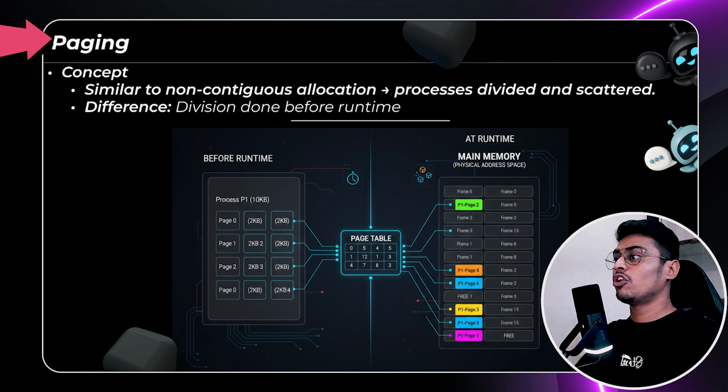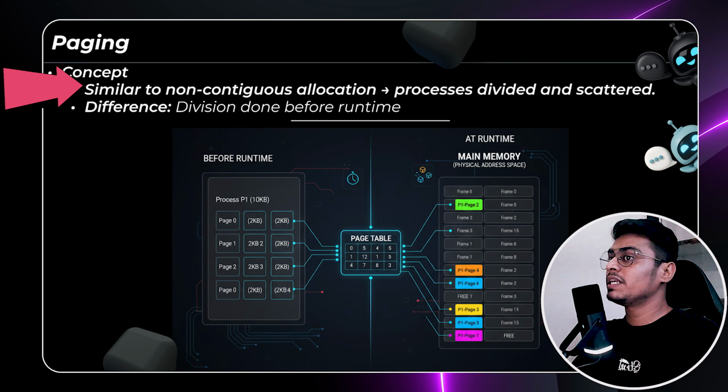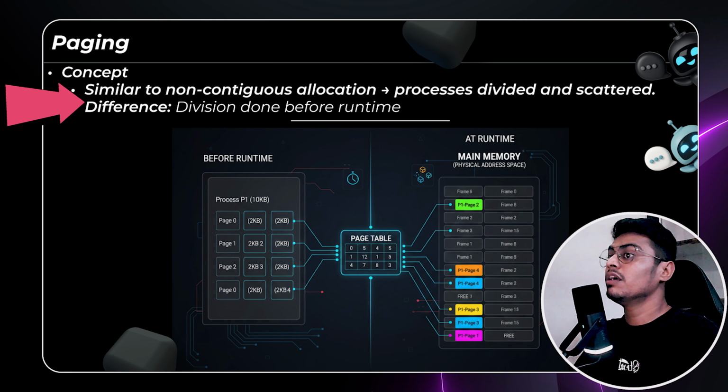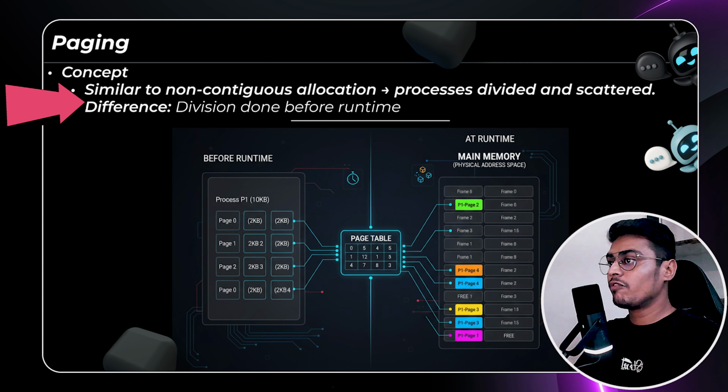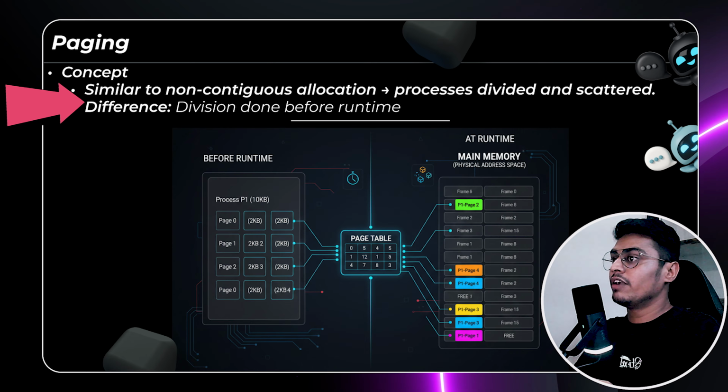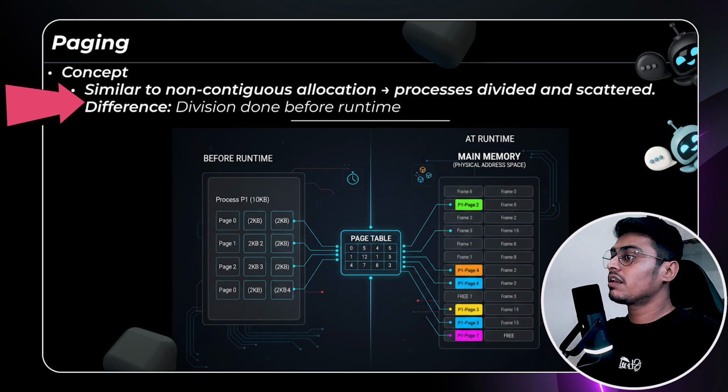Now the paging solution. This is where paging comes to our rescue. Paging follows the same basic principle as non-contiguous allocation. We divide processes and place them into different locations. But the key difference is when we perform this division. Instead of dividing the process when it arrives in main memory, which is expensive, we divide the process beforehand while it's still in the secondary storage. This pre-division approach eliminates the runtime overhead.